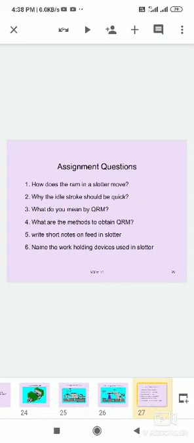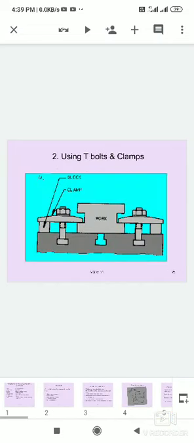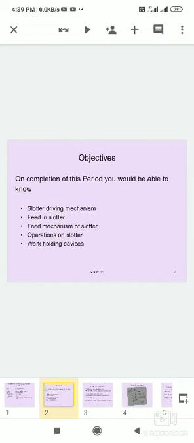So today we learned the slotter drive mechanism, feed in slotter, feed mechanism of slotter, operations on slotter, and work holding devices. Today's topic is completed, and next topic we will discuss.